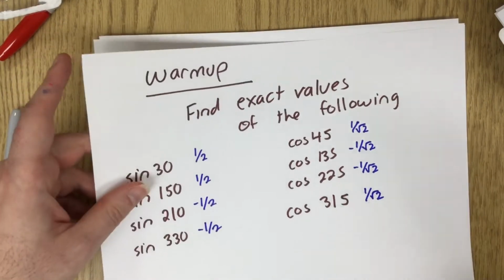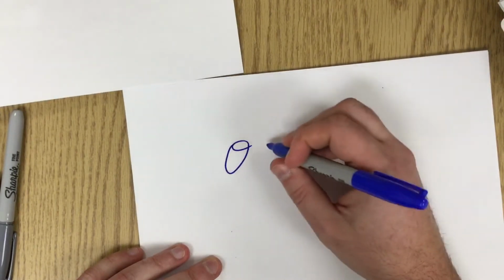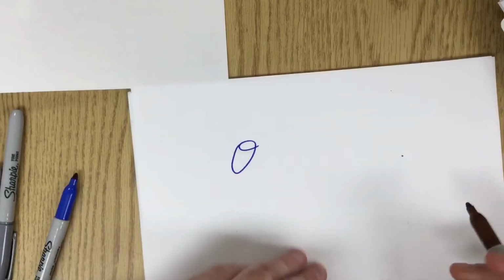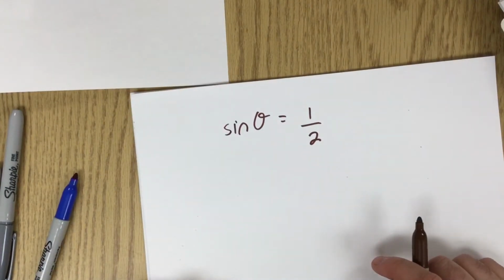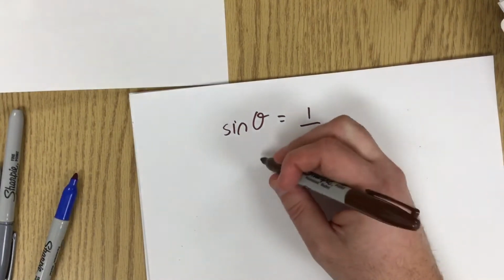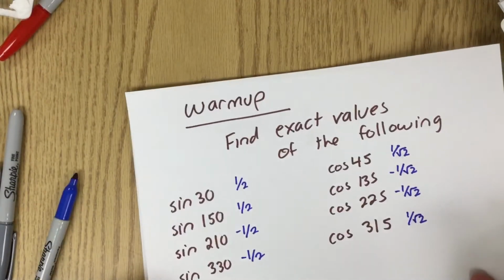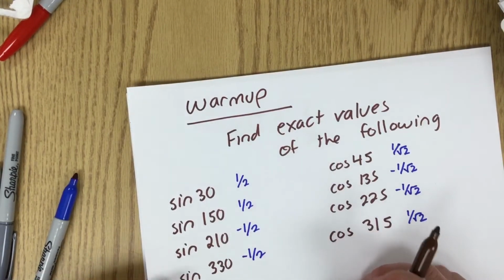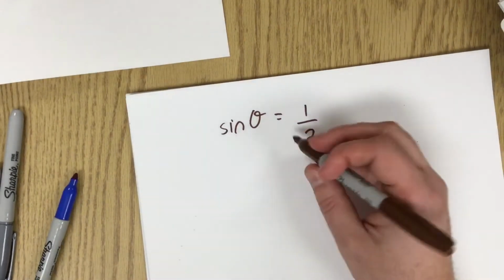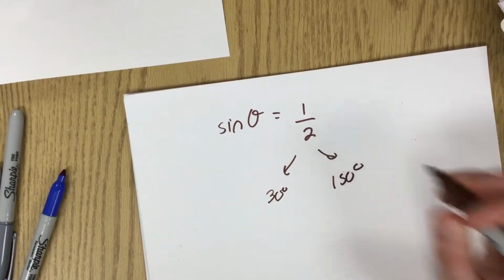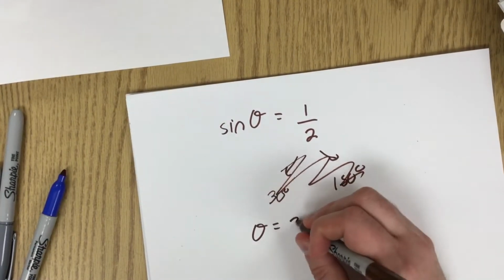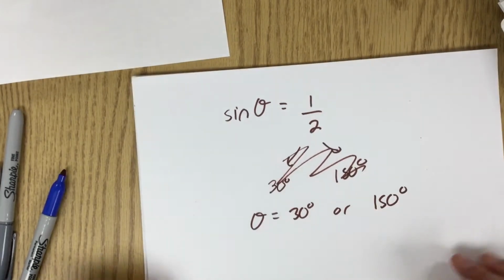So let's say we know that the sine of theta is a half. If the sine of theta is a half, what is our theta? Our theta could be 30, since sine of 30 is a half, or 150. So there's two possible answers. The theta is going to be 30 degrees or the theta is going to be 150 degrees.